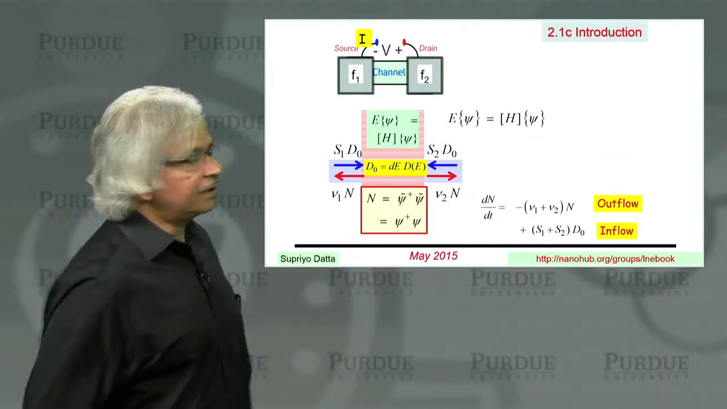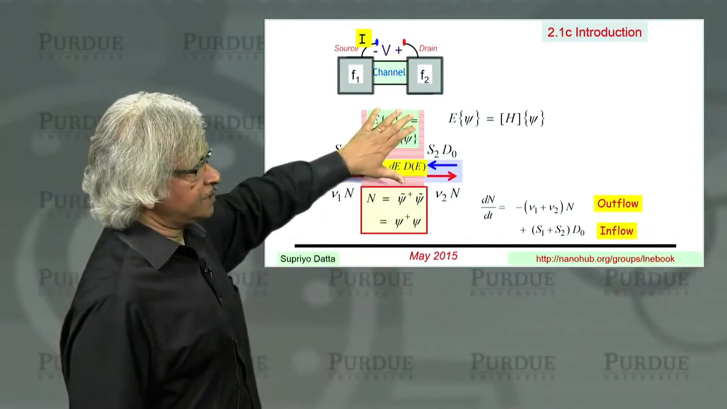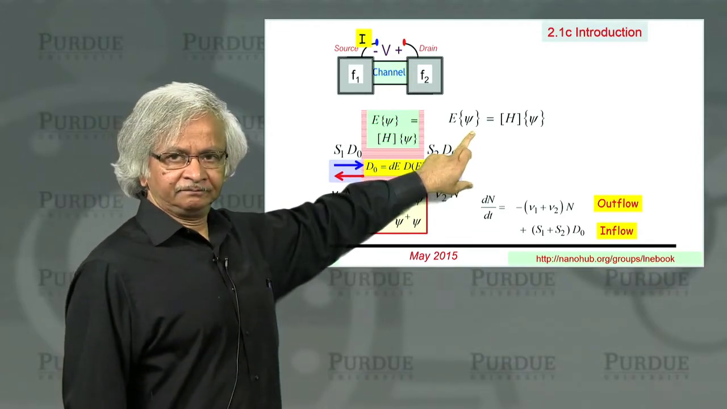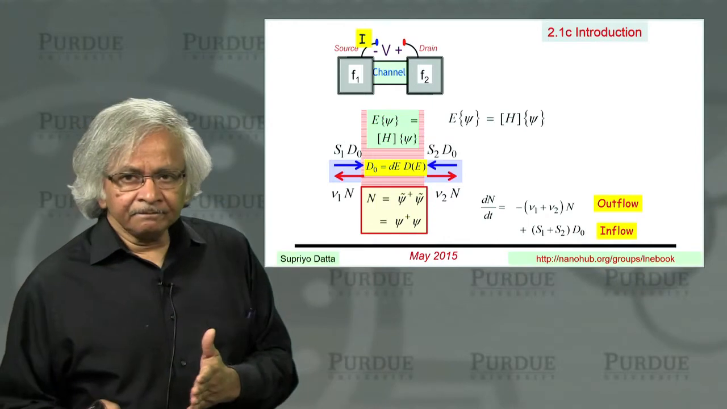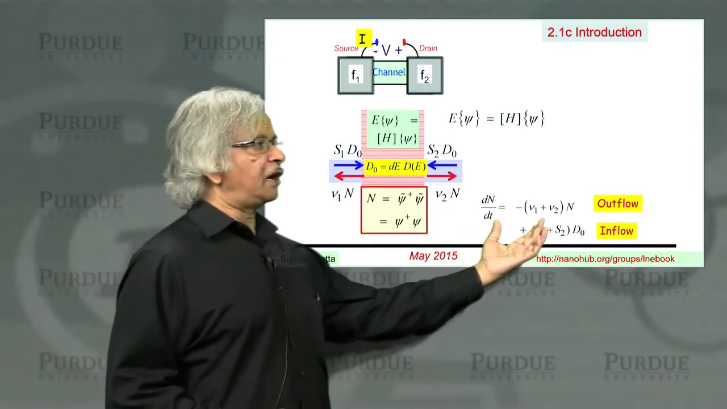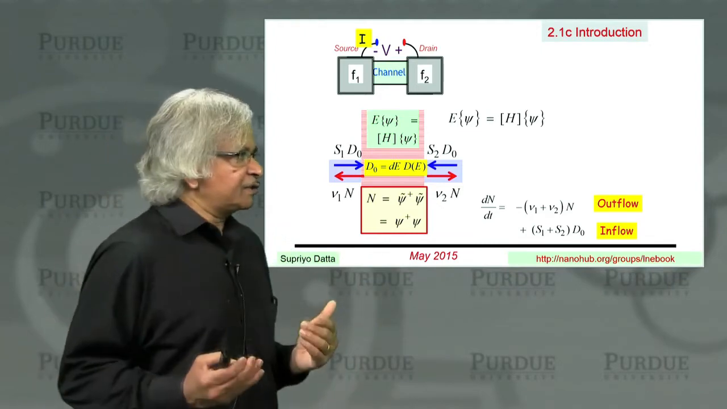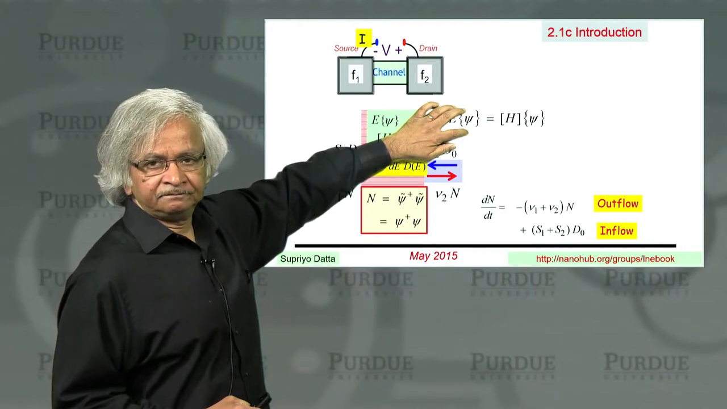Now, what we want to do here in this unit is figure out what to do with the Schrodinger equation, which describes this isolated channel, how to modify it so that this process of outflow and inflow are included. And first question, of course, is that the Schrodinger equation is in terms of a wave function.